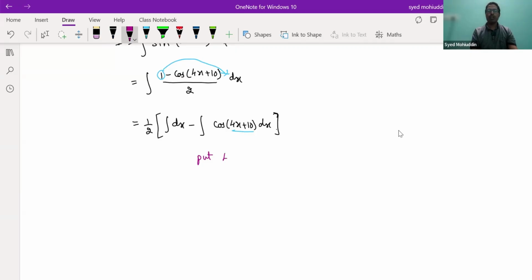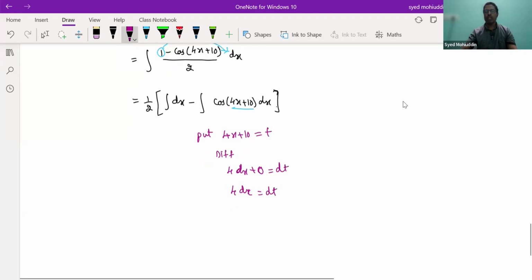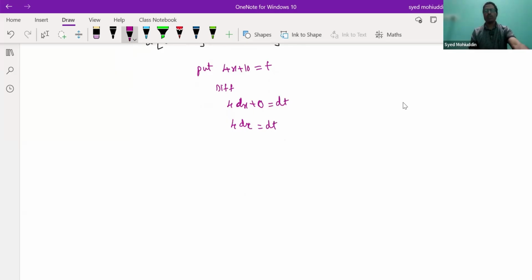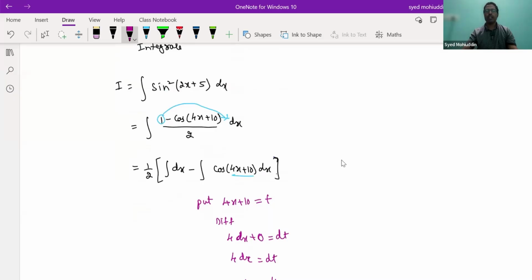Therefore, let us try to put this 4x plus 10 equal to t. Let us try to differentiate this one. Differentiating 4 into x will become 4 dx, plus 10, it is a constant, its derivative will be 0, equals dt. Hence we have 4 dx equals dt. But here you don't have 4 dx, you have only dx. So what has to be done is you have to just cross multiply this one. dx will be equal to dt, cross multiplied, divided by 4.